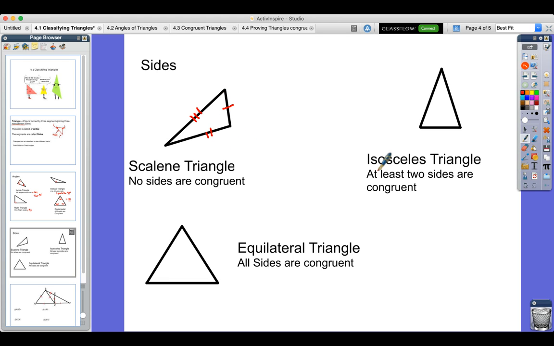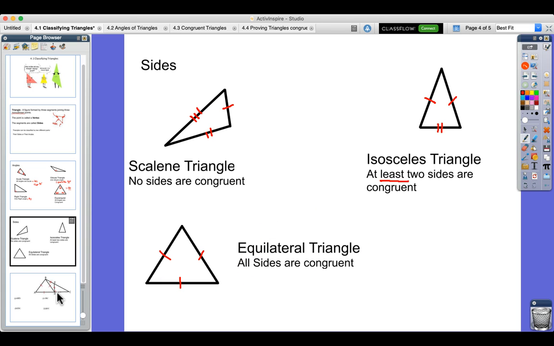An isosceles triangle has at least two sides that are the same. So for example, these two sides will be the same to each other, and then the third one will be the different one. An equilateral triangle has all three sides congruent. Now, equilateral is also an isosceles triangle, because isosceles by definition is at least two, so it can be more than two, for example, three. But an isosceles is not necessarily equilateral, because equilateral is all sides the same.